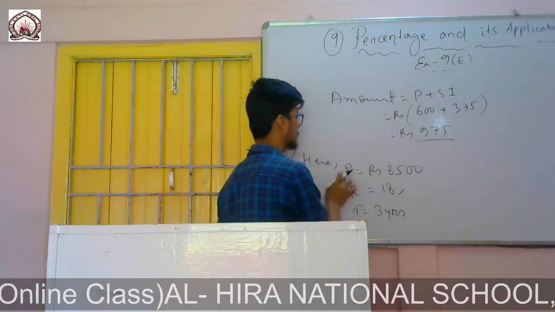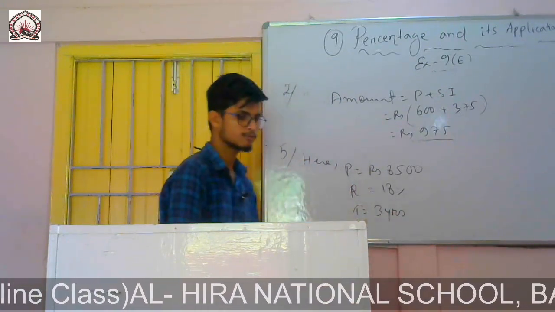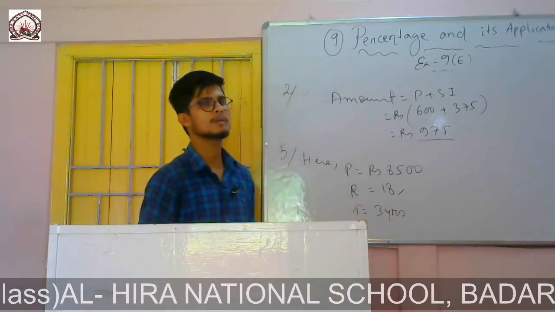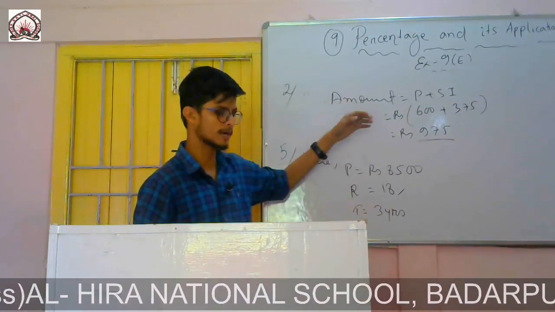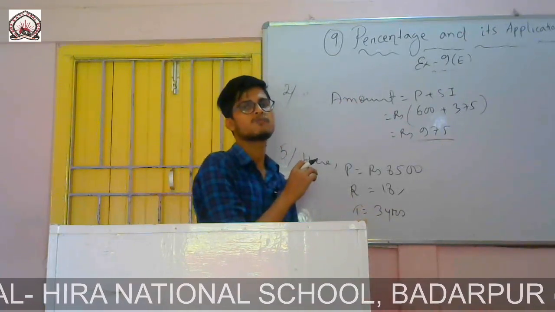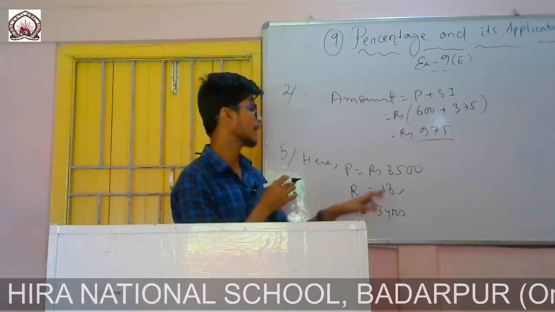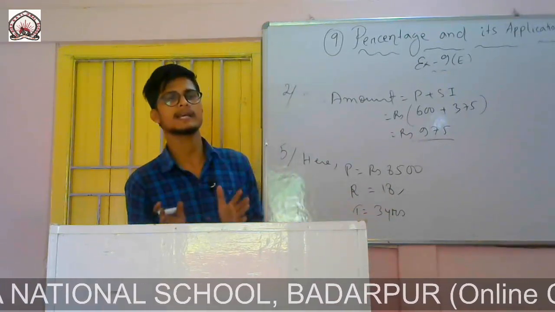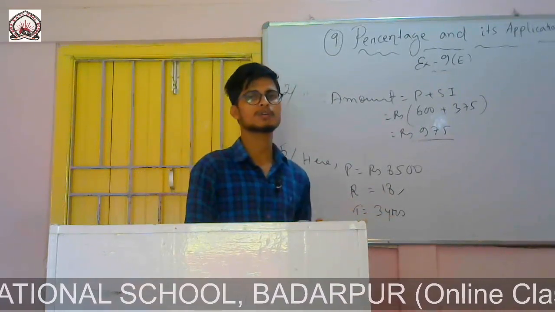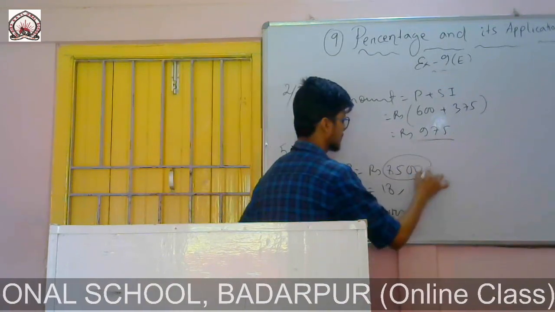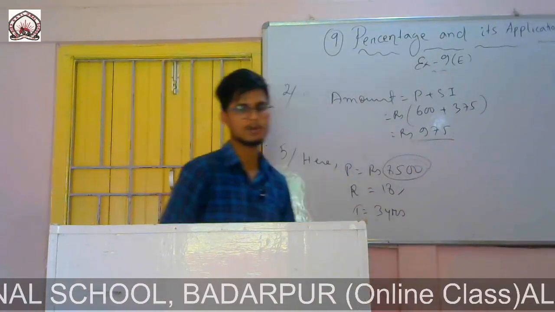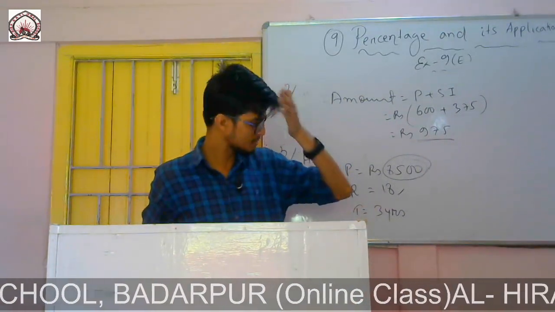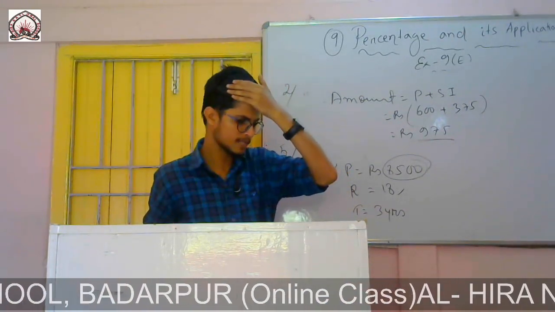So here you have P, R, T. The question is to find the amount. So first of all you will find SI, like question number 1 and 2. It will be PRT by 100: this one into this one into this one, divided by 100. You will get SI. Then you will find the amount. Amount will be principal plus the value that you get. You will get the answer. So now you do this one by yourself. Now question number 6 I will do.